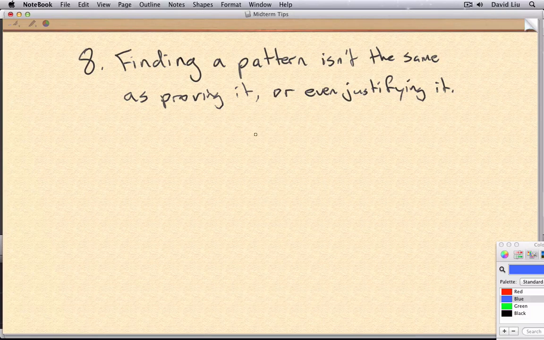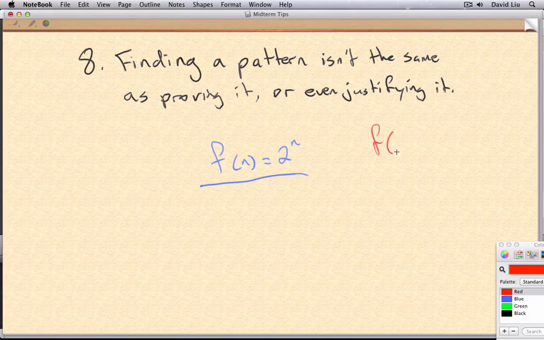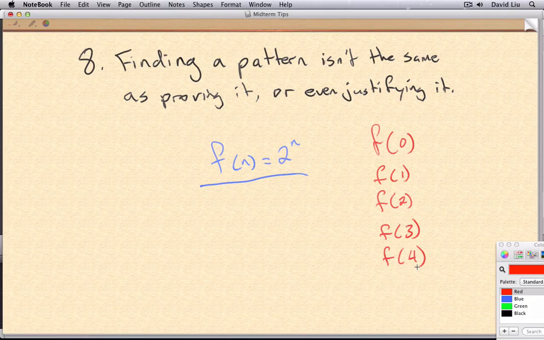This is a common misconception that I talked about in lecture, but I'll repeat here. Finding a pattern isn't the same as proving it, or even justifying that it's right. Just claiming that you find a closed form, for example, or a recursive definition, simply writing it down is not a proof. Saying that, oh look, it works for f of 0, and for f of 1, and for f of 2, and for f of 3, and you know what, I even tried f of 4, and the pattern still held. That's not a proof. That's not even justification.